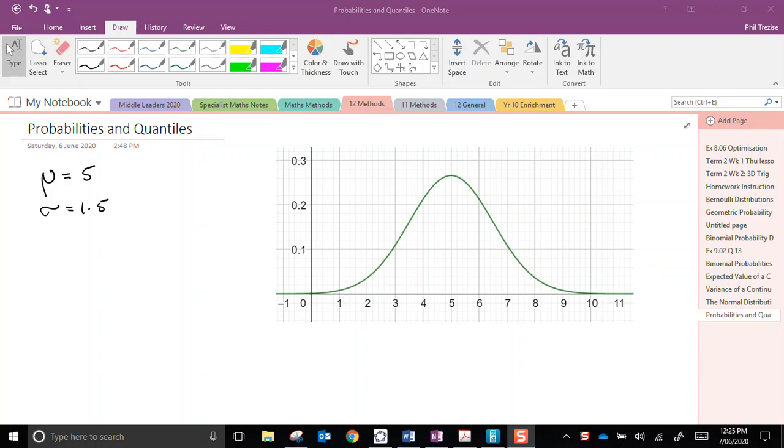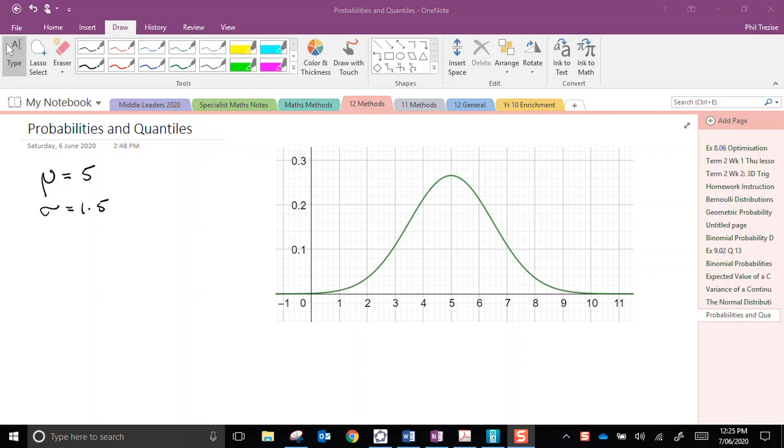Hi everyone, in this lesson we're going to be discussing probabilities and quantiles, also percentiles, underneath a normal curve. So I've got here an example of a normal curve with a mean of 5 and a standard deviation of 1.5. And we've already seen how to find the area under these curves which represent probabilities.